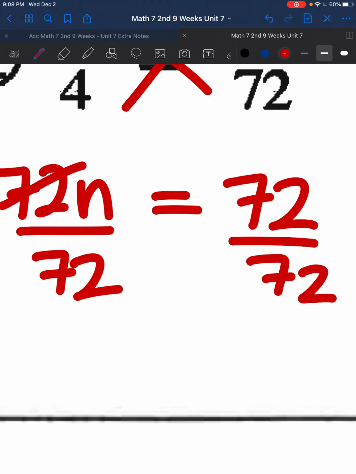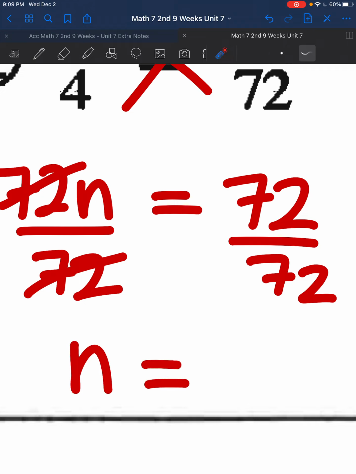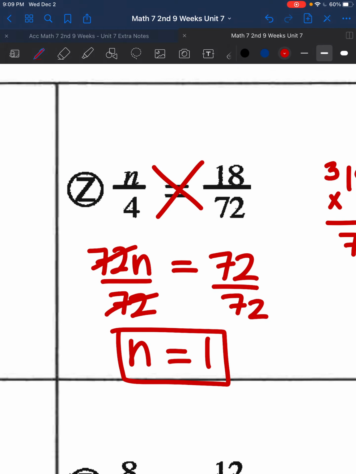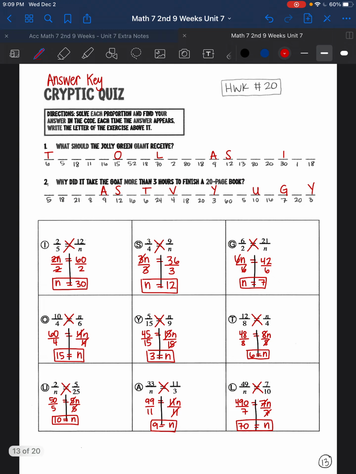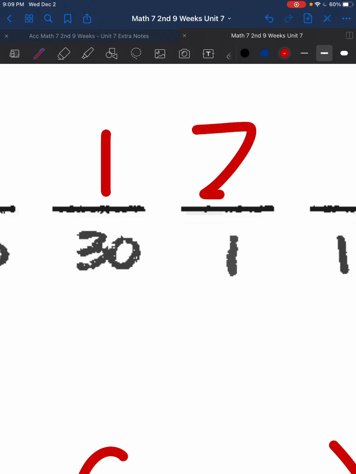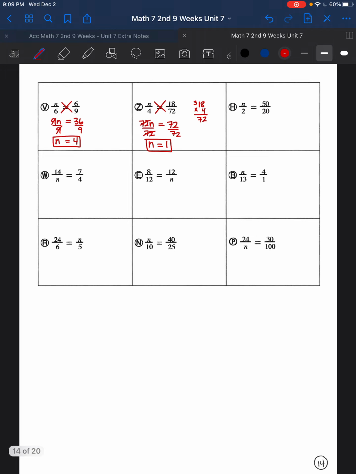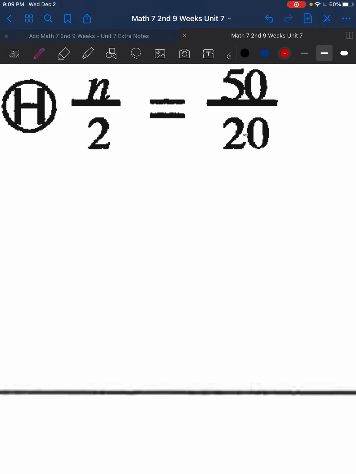So 72n equals 72. Well, to get that n by itself, I need to divide by 72, and I do that on both sides. Over here, my 72's cancel out, and I'm left with n. And I know that 72 divided by 72 is going to be 1. So n equals 1 is my answer. So anytime I see a 1, I'm going to write the letter Z. So right here, are there any other 1s? I don't see any. Okay, so let's continue on with H.